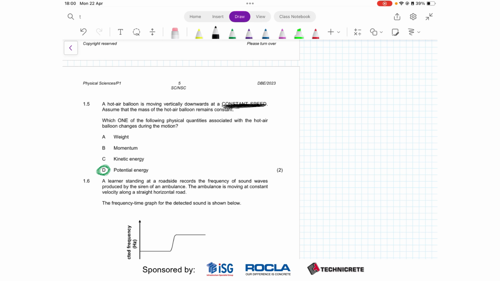Because remember, we are moving vertically downwards, meaning there is a change in the height because you are moving from one point up higher to one point that is lower in terms of altitude.